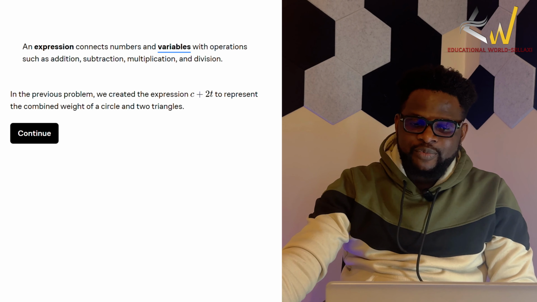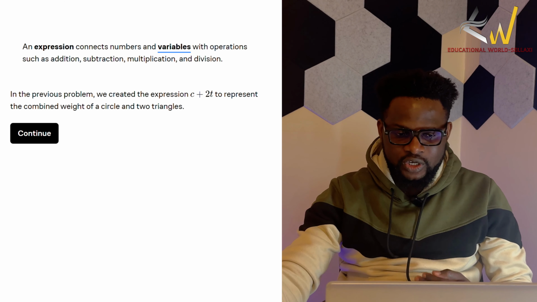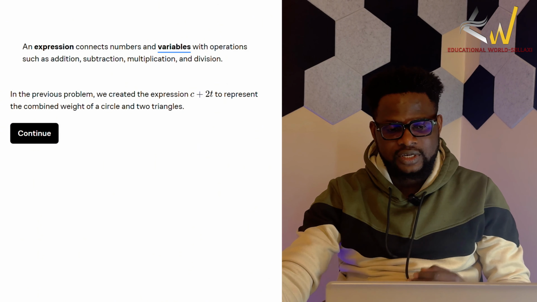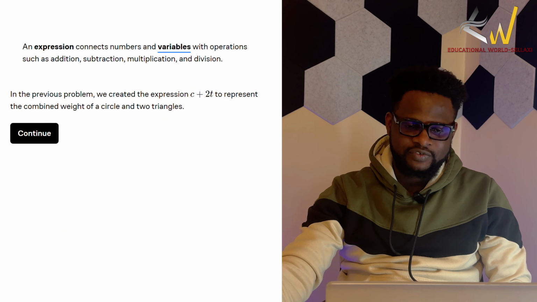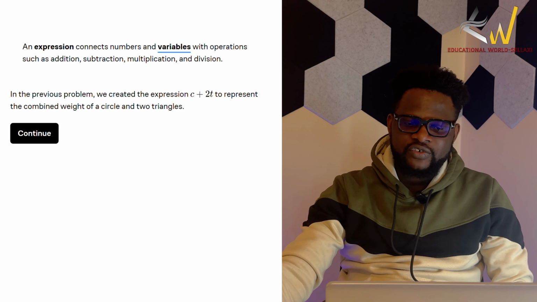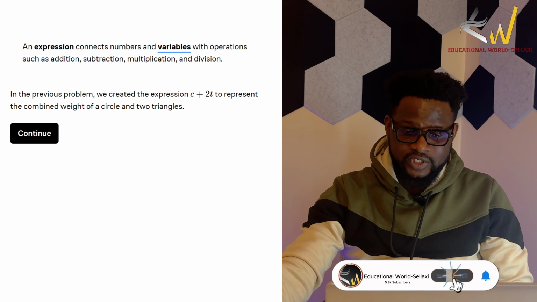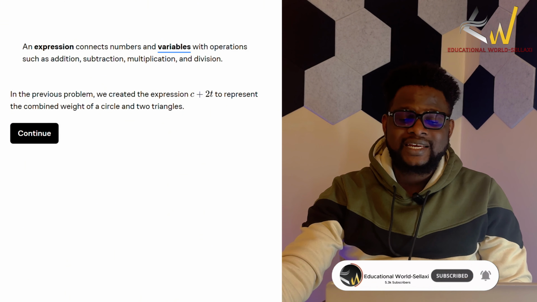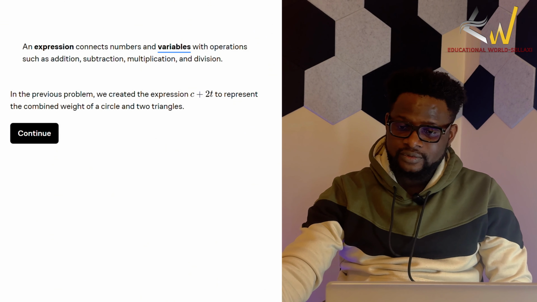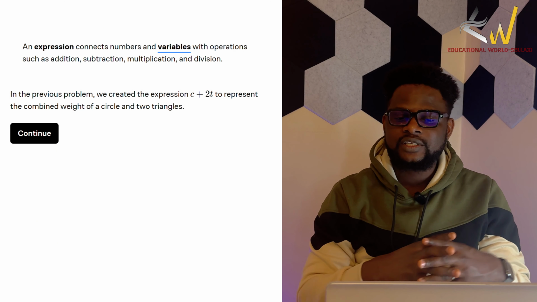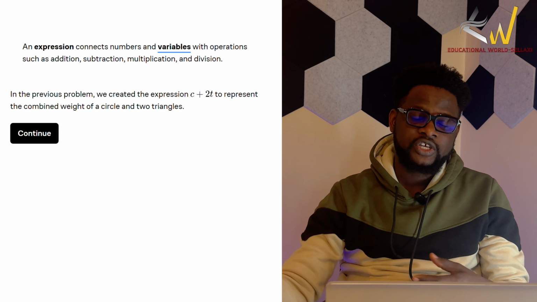So an expression connects numbers and variables with operations such as addition, subtraction, multiplication, and division. In the previous problem, we created an expression, which is C plus 2T, to represent the combined weight of a circle and two triangles. So an expression connects numbers and variables with an operation like addition, subtraction, multiplication, and division.